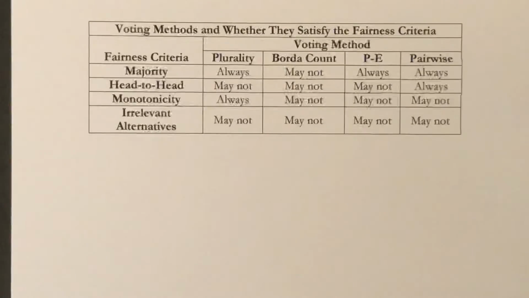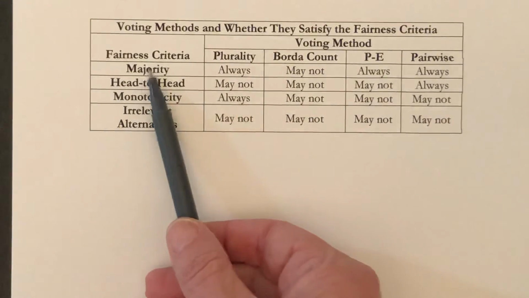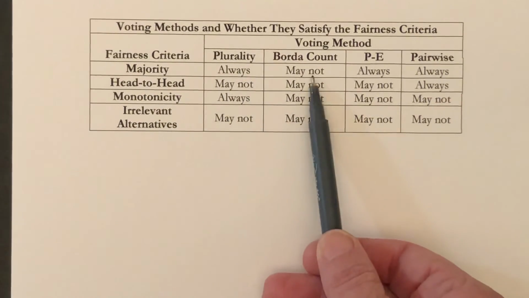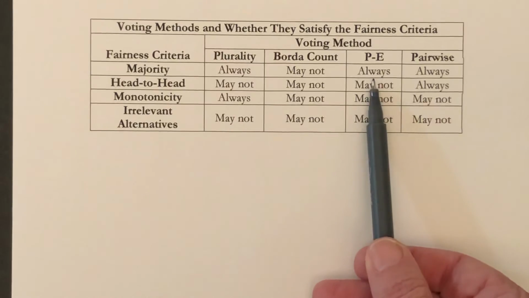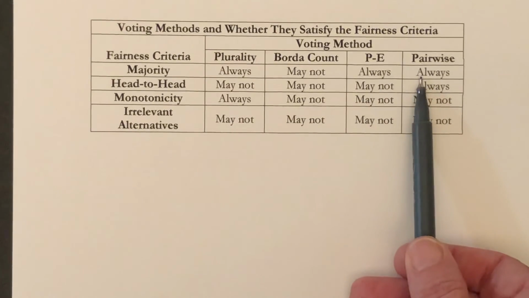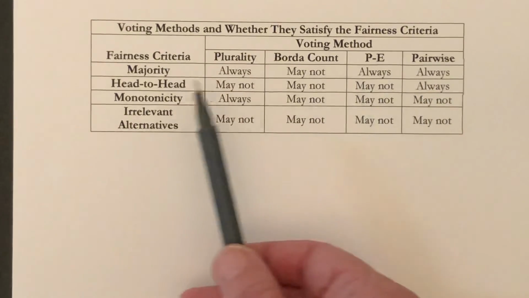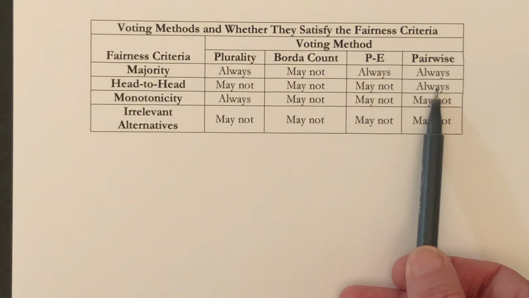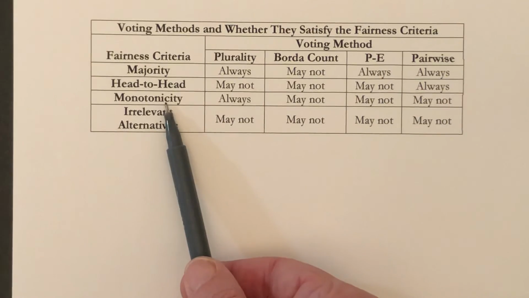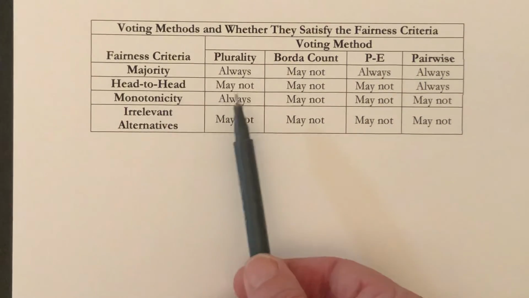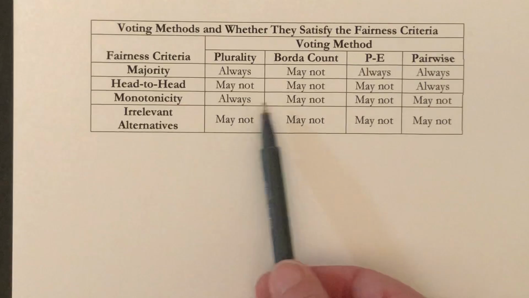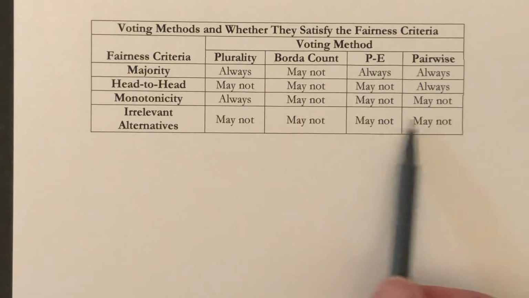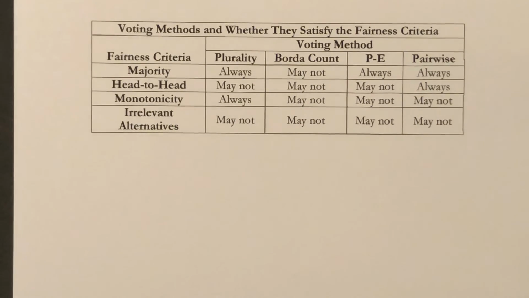And just in summary, for the majority criterion, plurality always satisfies that. The Borda count may not. Plurality with elimination and pairwise always meets that one. For head-to-head, the only one that is guaranteed to meet that is the pairwise method. Monotonicity is always satisfied by plurality, but not always by the others. And none of these always will satisfy irrelevant alternatives.